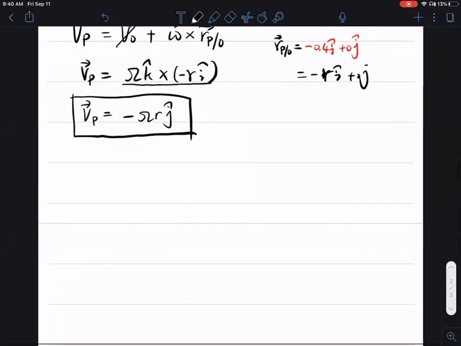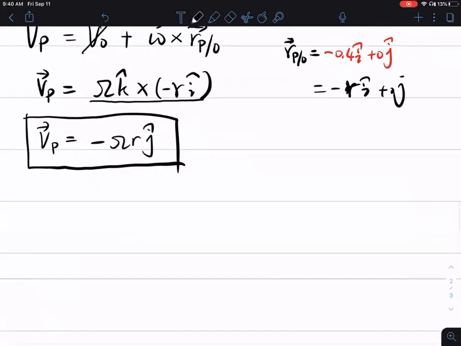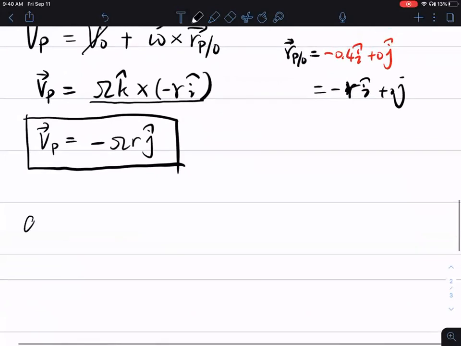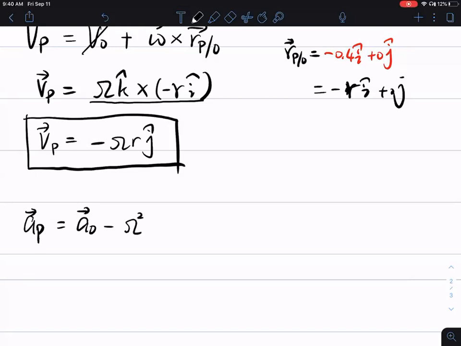Okay, I'm gonna set up my equation on the board so you can compare yours with my solution. So I will set AP on my left-hand side of the equation equals AO. That's a 2-point we know acceleration. I'm gonna use the simplified version of that acceleration equation, which is minus omega square rP/O plus alpha cross rP/O.